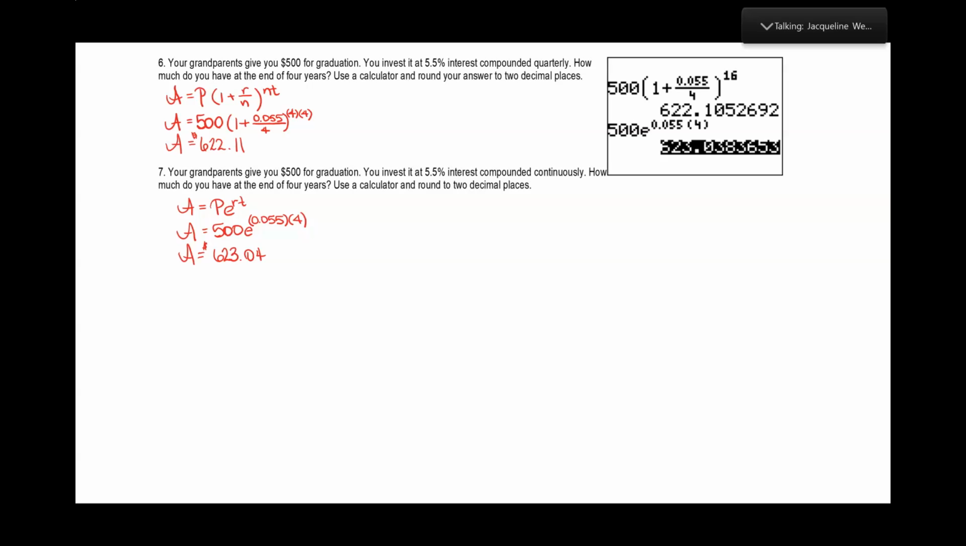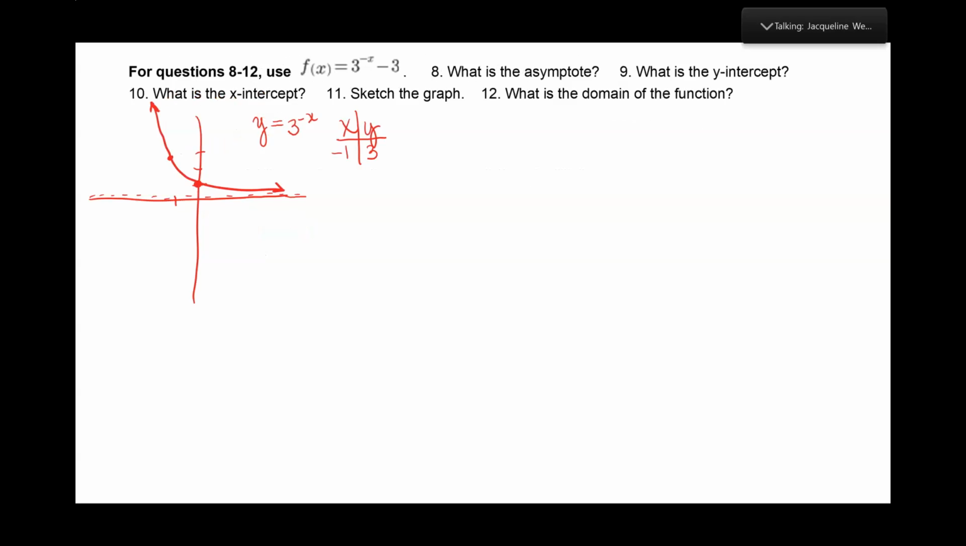All right, flip your page and let's look at graphing. All right, so it says for questions 8 through 12, use f of x is equal to 3 to the negative x minus 3. All right, so to begin with, before I start shifting or anything else, I want to just graph the base function. All right, so the base function would be 3 to the negative x.